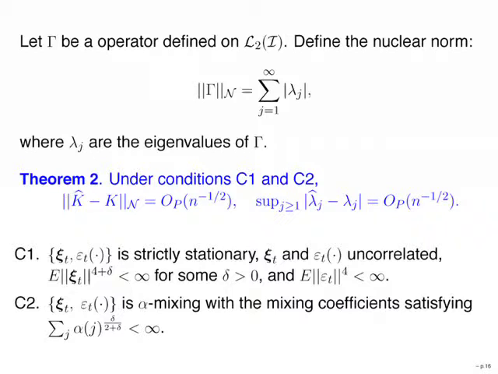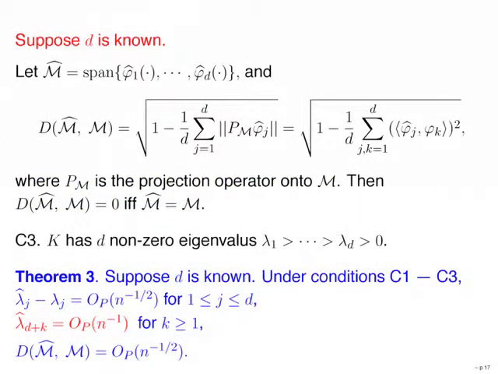We can talk about some asymptotic results. Since I only have 8 minutes, I'll show you one which is more interesting. We assume there are d non-zero eigenvalues, and those non-zero eigenvalues are different. Then what we can prove is that the estimate for the non-zero eigenvalues has a standard rate. The estimate for the zero eigenvalues has a faster rate.